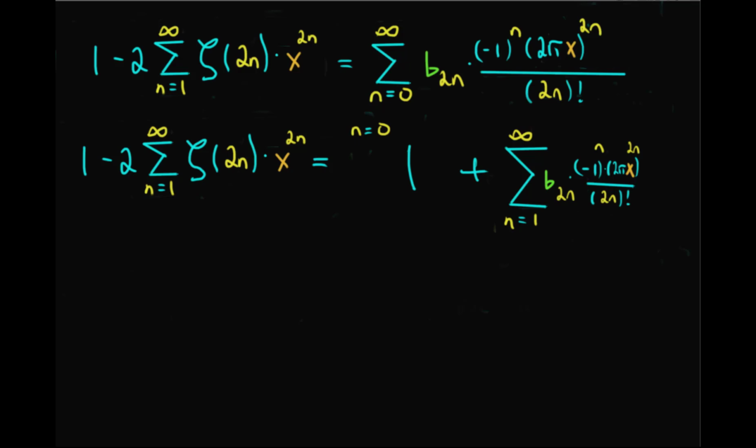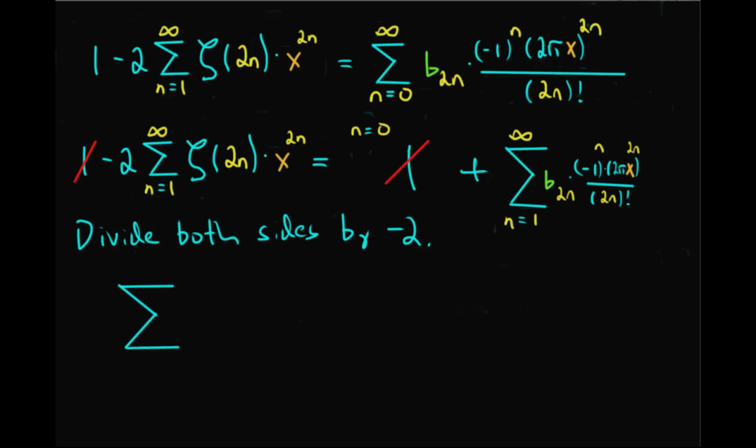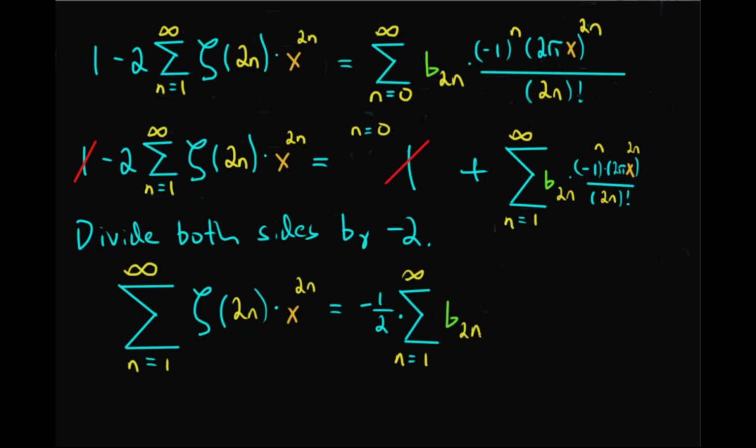Well, the 1 on the left-hand side of the equation and this 1 from the n equals 0 case on the right-hand side of the equation just cancel each other. So now we'll simplify further by dividing both sides of this equation by negative 2. And when I do that, I have that the sum from n equals 1 to infinity of zeta of 2n times x to the 2n equals negative 1/2 times the sum from n equals 1 to infinity of b sub 2n times negative 1 to the n, and here now I'll actually split the terms up. I'll write times 2 pi to the 2n times x to the 2n all over 2n factorial.